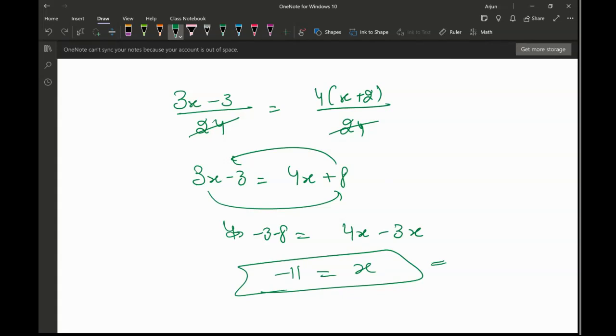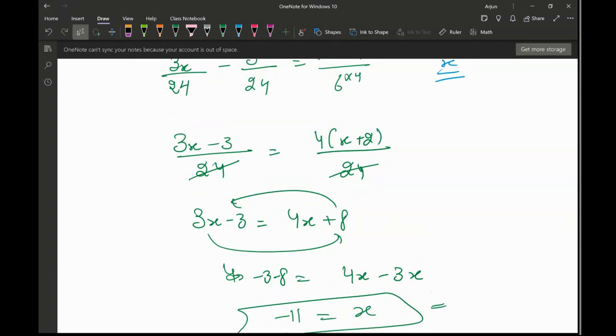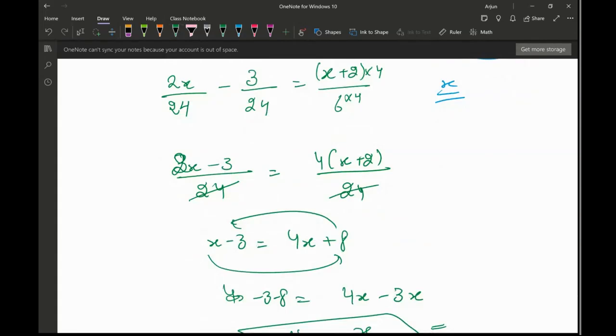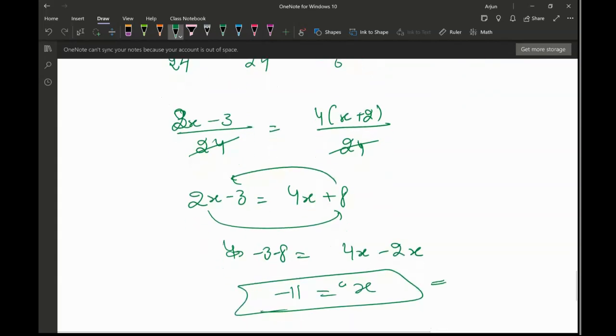Negative 11 I got, but I am not sure where I'm making a mistake. Actually, I don't know why I multiplied by 3 here. It should be 2. See, this is where I was making a mistake. So this will be 2x, not 3x. So 2x here, 2x here. So this will become 2x, dividing both sides by 2, 11 over 2 will be your answer, x equal to negative 11 over 2.